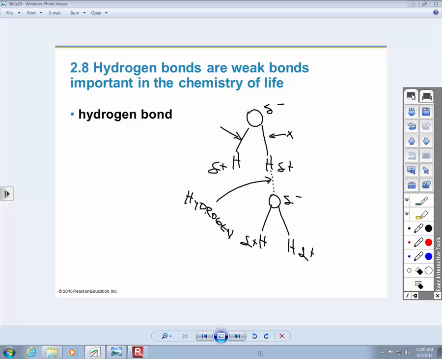So this, obviously, you have partially negative oxygen, partially positive hydrogen, that's polar. Same with a different water molecule, partially negative oxygen, partially positive hydrogen. So the partial positive of one water molecule, which is the hydrogen, is going to attract to the oxygen of the second molecule, which is partially negative. So we do get an attraction there, and that is the hydrogen bond.